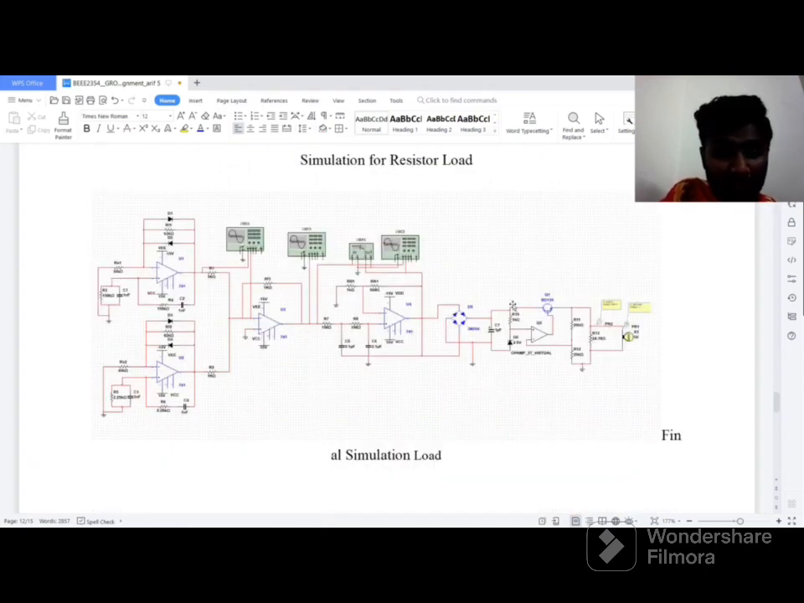Okay, next if you see, this is the overall simulation, which starts from oscillator 1, oscillator 2, active LPF and rectifier, voltage regulator, and finally the load. So this is the overall simulation combined of oscillator 1, oscillator 2, active LPF, rectifier, voltage regulator, and load. Okay, that's all from me. Thank you.